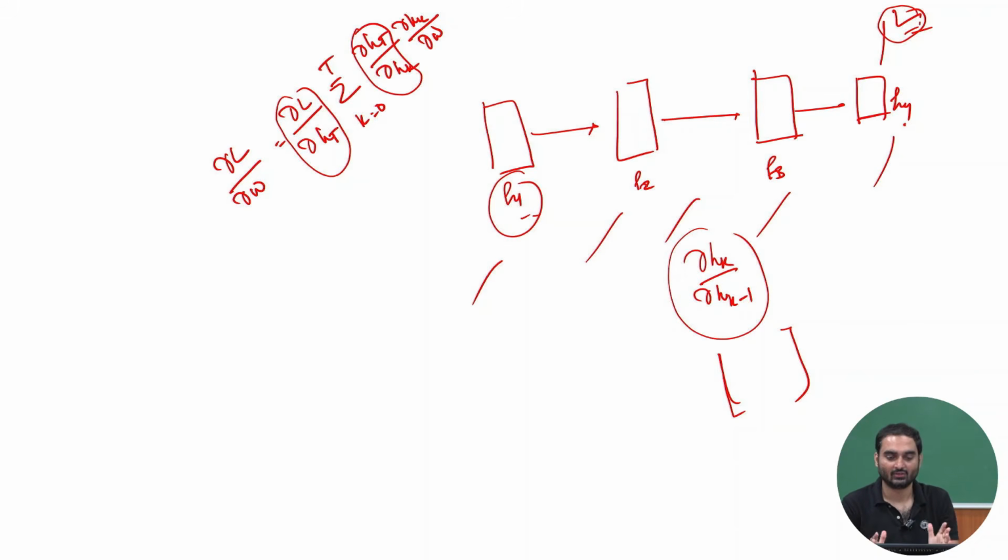Okay, so this is about backprop. In the next class, we will discuss how we can address the vanishing gradient problem using advanced RNN methods like LSTM and GRU. Okay, thank you.